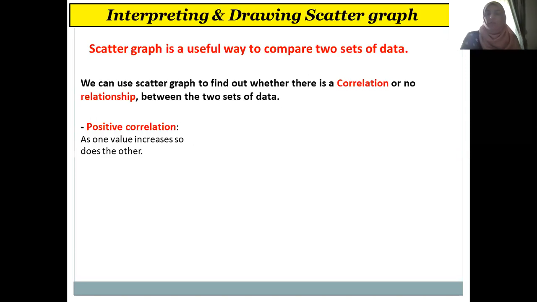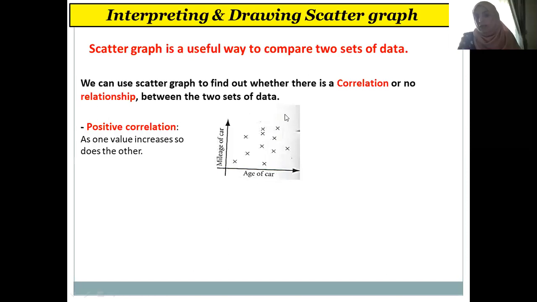Okay, and usually in general it takes this shape. As you can see, in general, as the age of the car increases, the mileage of the car, for example, increases. Most of the data are in an increasing pattern.